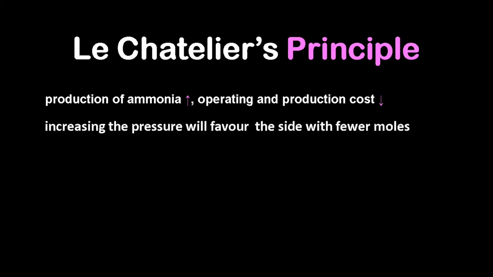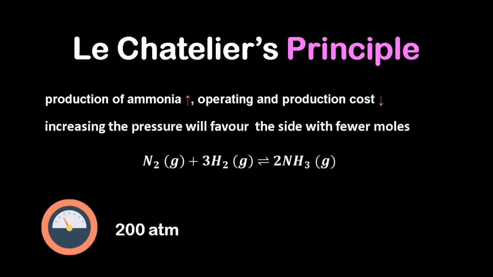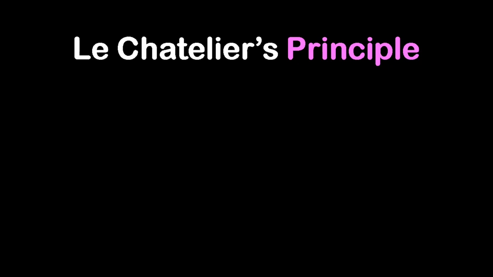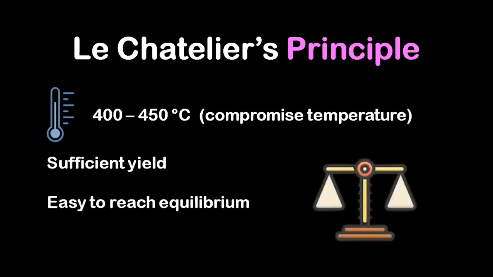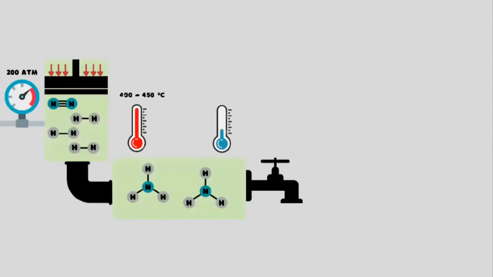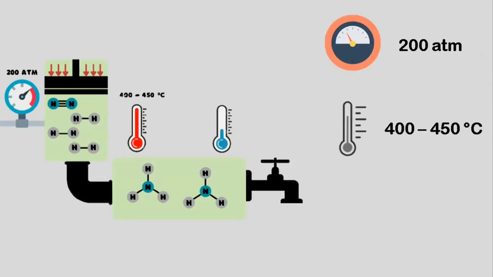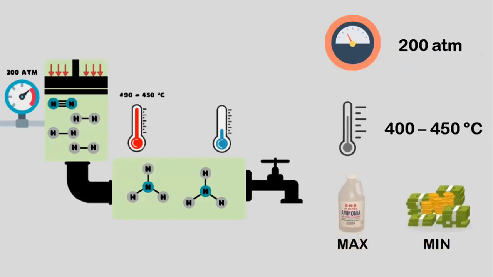This principle states that increasing the pressure will favor the side with fewer moles, which in this case is ammonia. That's why a compromise pressure, which is 200 atmospheres, is used. A compromise temperature is also used to ensure that the reaction proceeds with sufficient yield. The temperature is not too low or too high, making it easy to reach equilibrium. As a conclusion, the Haber process is a process where ammonia is produced under compromise conditions, where maximum ammonia is produced while keeping the production cost in the minimum range.